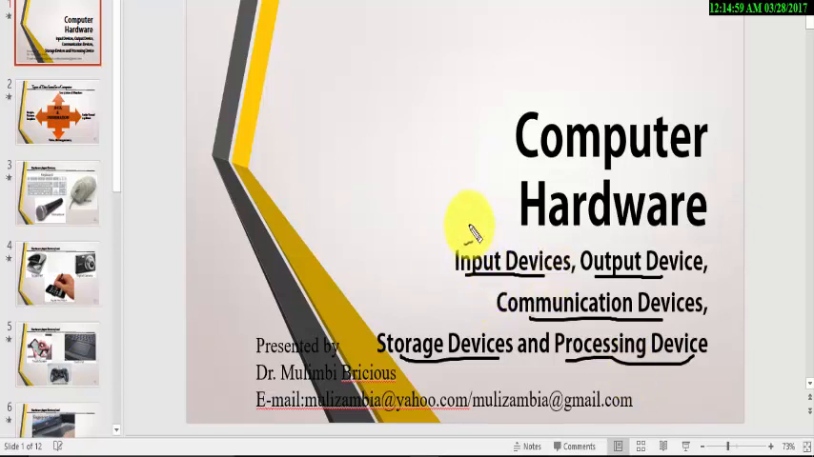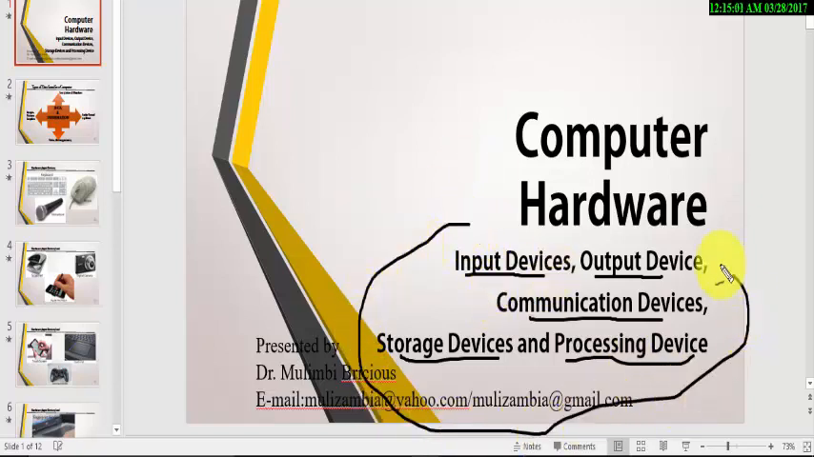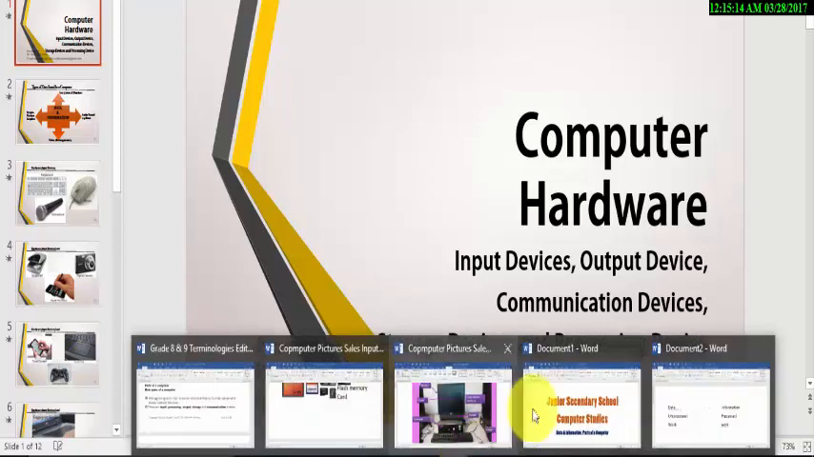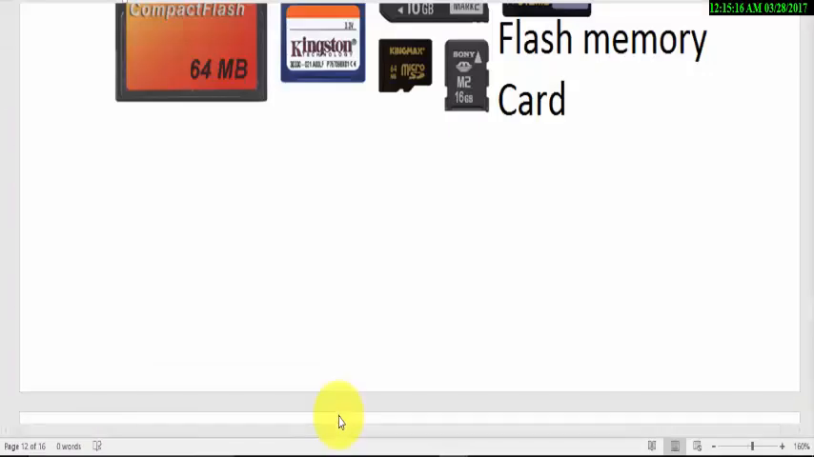So this is how the main parts of the computer are grouped. There are 5 of them: 1, 2, 3, 4, 5. We need to understand this one in this way. So what we are going to do is look at our parts of the computer in terms of these groups.